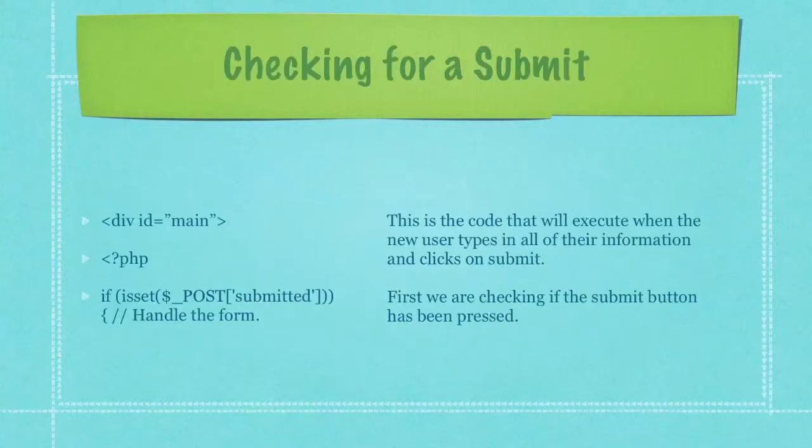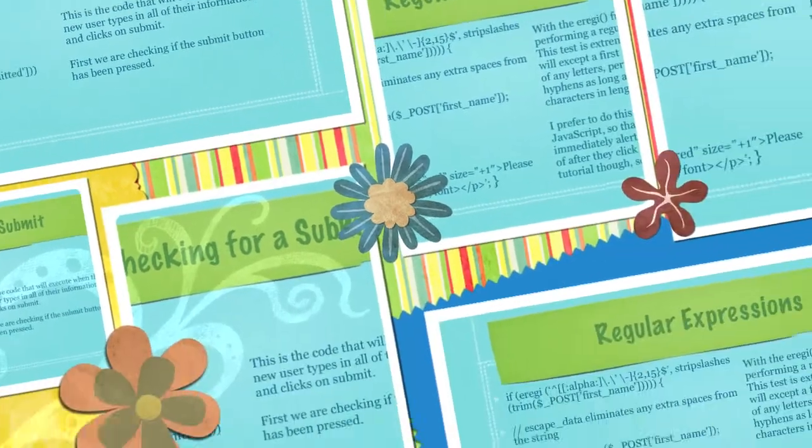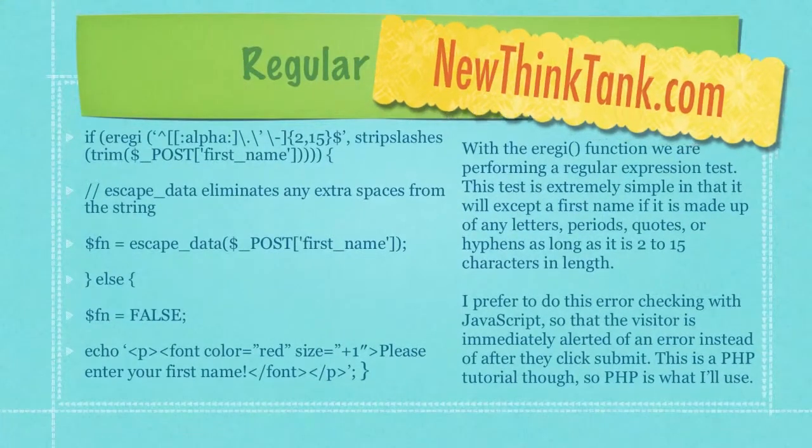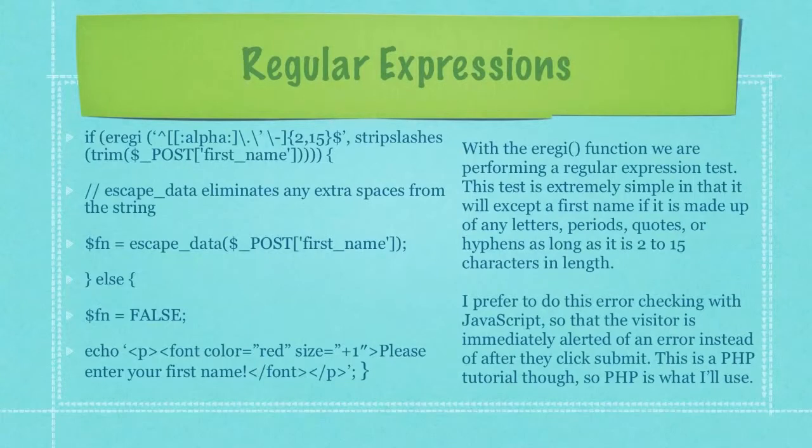This is the code that will execute when the new user types in all of their information and clicks on submit. First, we're checking if the submit button has been pressed. With the EREGI function, we are performing a regular expression test. This test is extremely simple in that it will accept a first name if it is made up of any letters, periods, quotes, or hyphens as long as it is 2 to 15 characters in length.